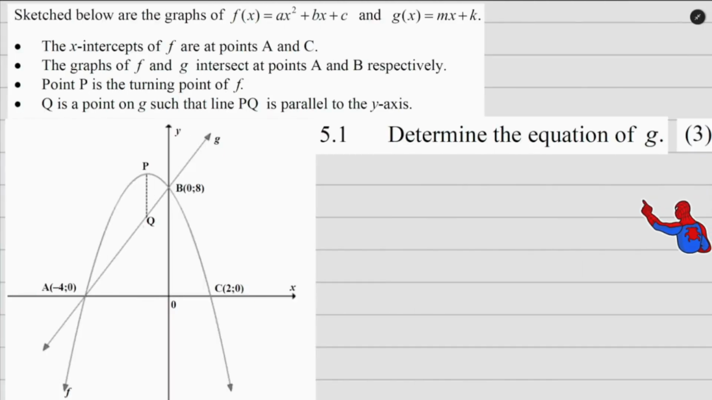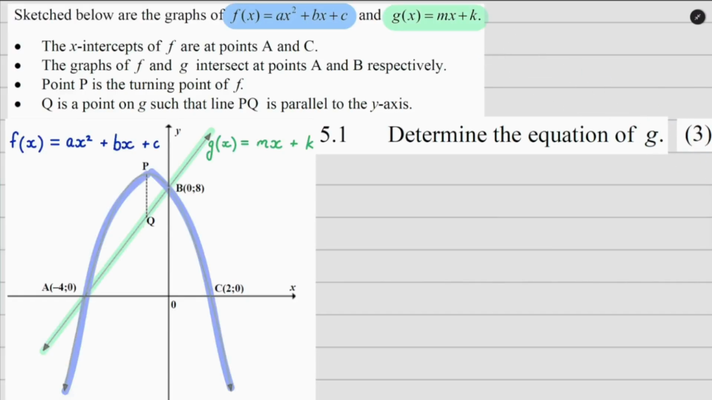Okay, question 5 takes us to everyone's favorite section, functions, my bro. Alright, f of x has this equation. Okay, thanks for that. That's really helpful. And g of x has that equation. G is even more helpful. Okay, let's get these graphs highlighted. Yes, that's so much better, bro.